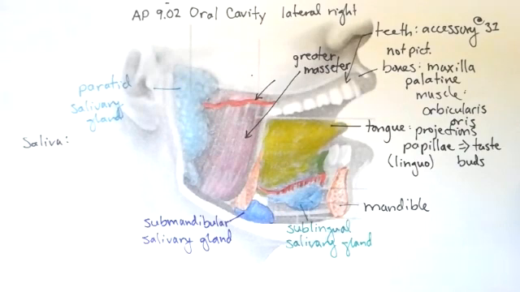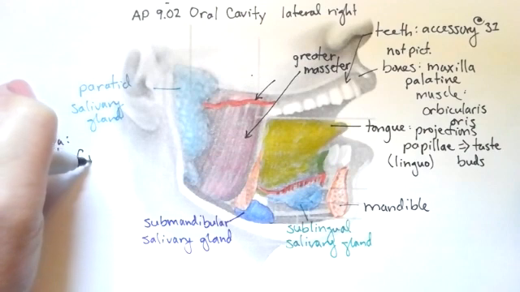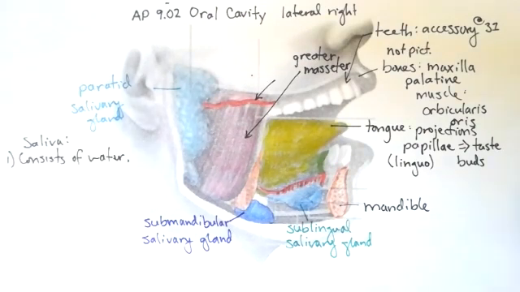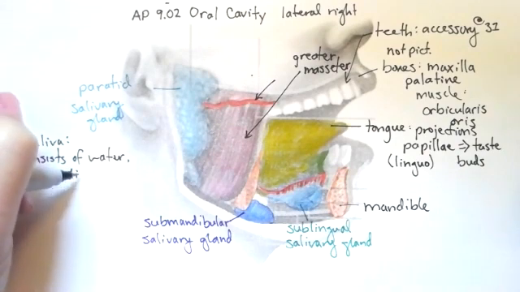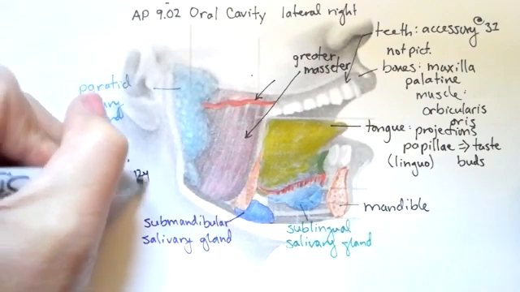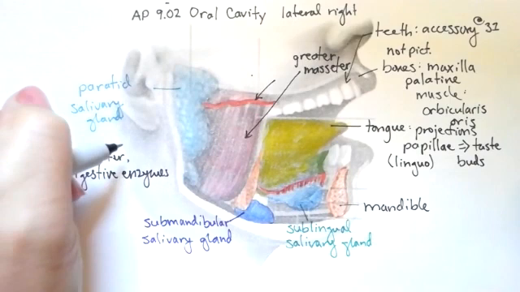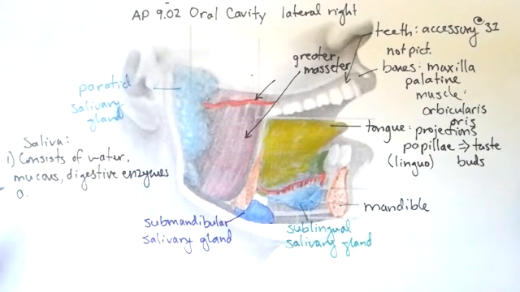It is made up of water, mucus, and digestive enzymes. Well, each of these has a purpose. So the purpose of the water is to moisten our food.